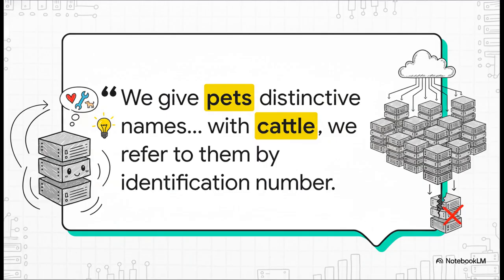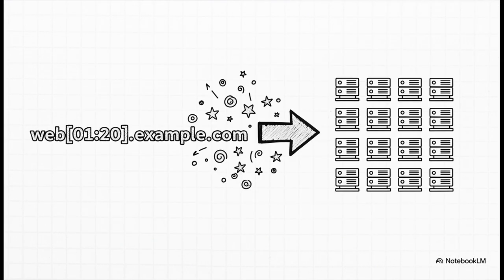If one has a problem, you don't waste time trying to fix it. You just get rid of it and spin up a new one. The cloud era is all about cattle. And Ansible was built for this world of cattle.